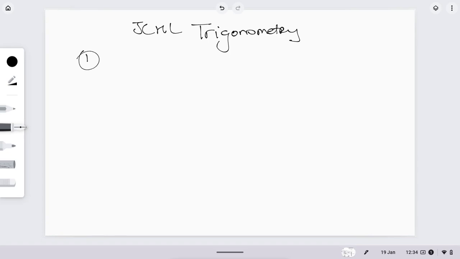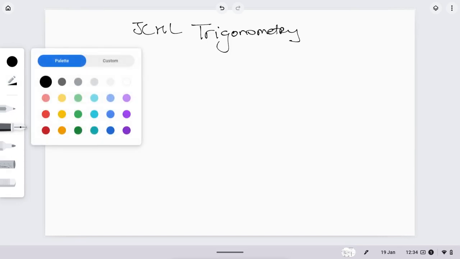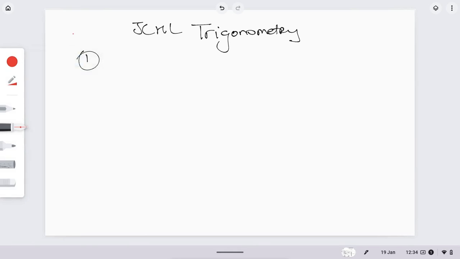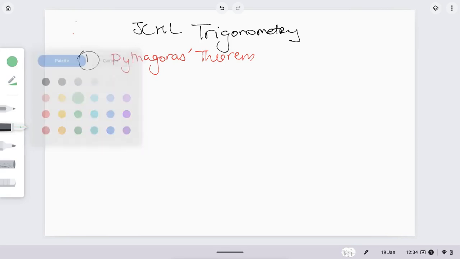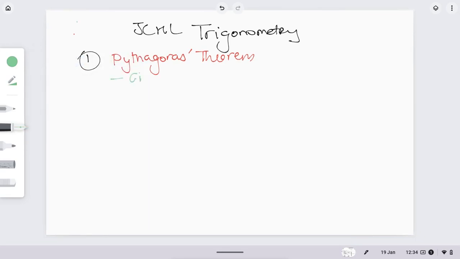First thing, in a right angle triangle, is Pythagoras' theorem. I'll get different coloured pens. So the first thing here is Pythagoras, the smelly old Greek's theorem. Now, the key point when you're using Pythagoras is that they give you two sides, and they ask you to find the third.